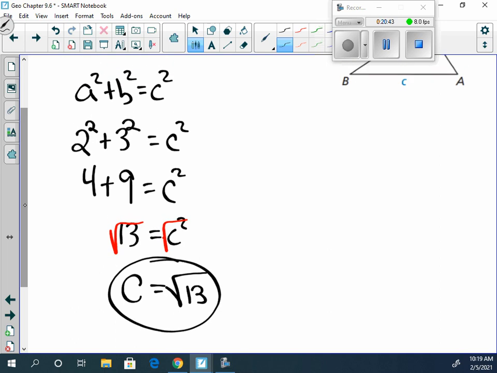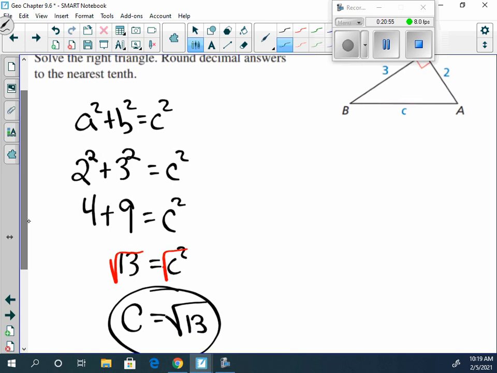I think the calculator just says it's the square root of 13, isn't it? It doesn't reduce. There are no perfect squares that are factors of 13. 13 is not a perfect square. So we're going to leave it as the square root of 13, because that's as simplified as it can get. Okay. So we have all three sides, and it was going to ask us to find all three sides. So any questions on side length before we move to angles, because we're going to have to find them both? Okay.